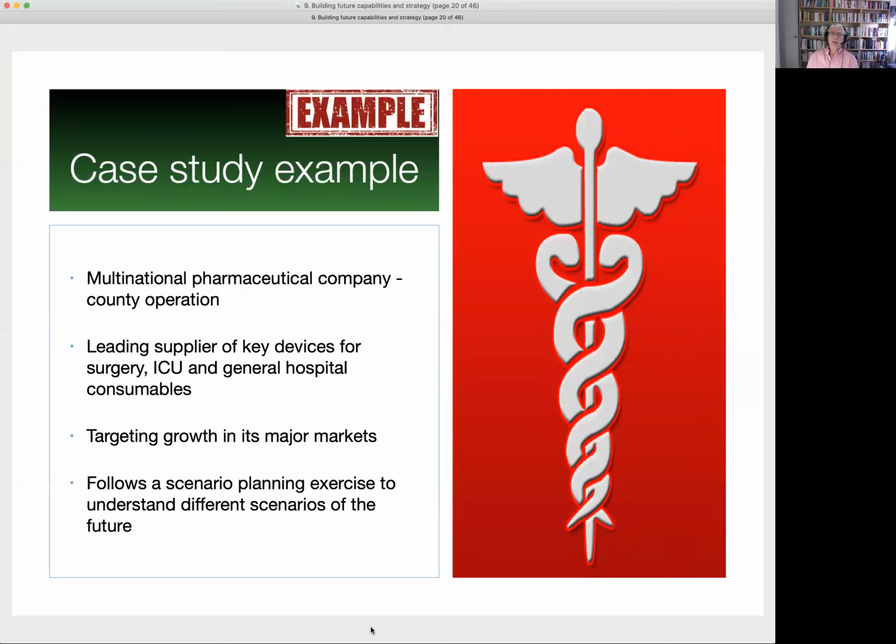So our case study example is a multinational pharmaceutical company operating across a number of different countries, and I'm looking at one particular country. They're a leading supplier of key devices for surgery, intensive care units, and general hospital consumables. As you can imagine, they were pretty busy during the COVID-19 crisis. They were looking to target growth in their major markets to really improve their standing. And the case study example I'm going to show you follows a major scenario planning exercise which we did with them to understand the different scenarios that might unfold into the future.